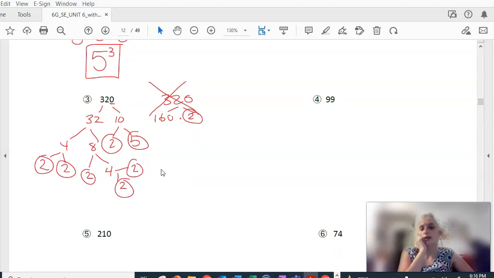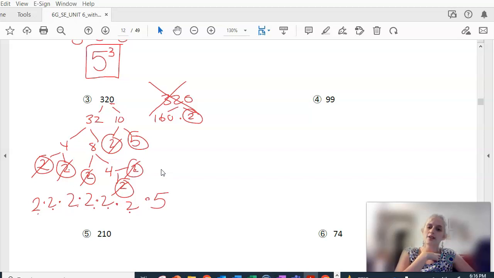And you cannot write your 5 first. Remember that you need to write your prime factors in order from least to greatest. The smallest circled number here is 2. So you'd start with 2 times 2 times 2 times 2. That's 1, 2, 3, 4 times 2 times 2. 1, 2, 3, 4, 5, 6 times 5.